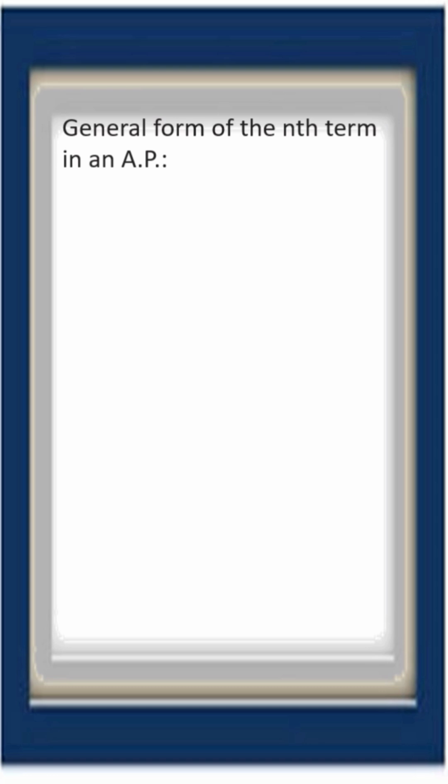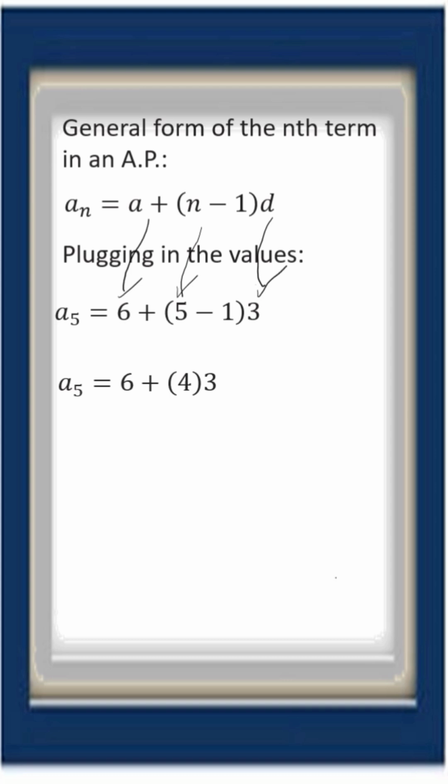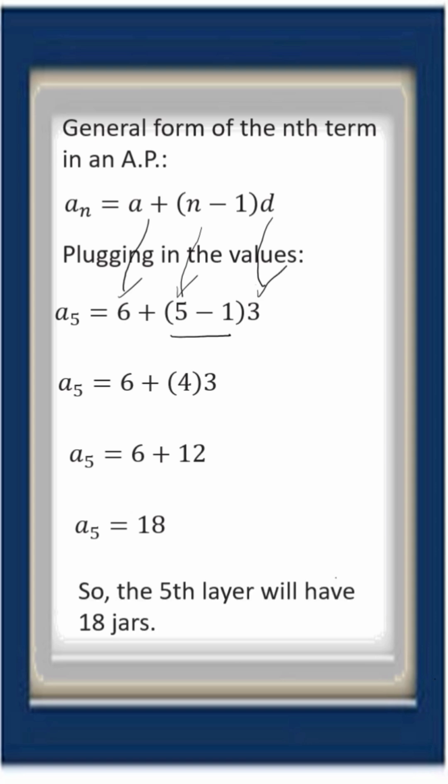The general form of the nth term of an AP is an is equal to a plus n minus 1 into d. Plugging the values. We have to find the number of jars in the 5th layer. So a5 is equal to, a is 6, n is 5, d is 3. a5 is equal to 6 plus 4 into 3. a5 is equal to 6 plus 12. So the 5th term a5 is equal to 6 plus 12, that is 18. So the 5th layer will have 18 jars.